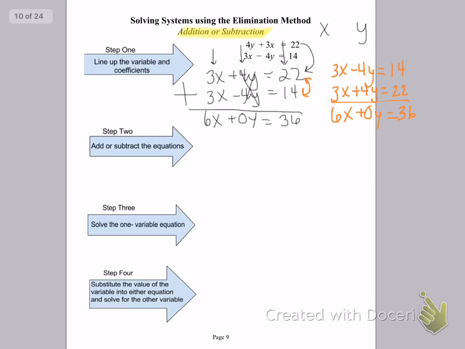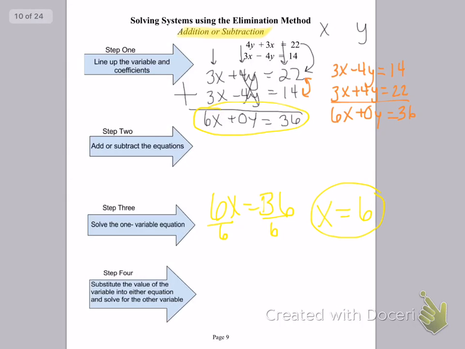All right, so we did the first 2 steps. We added it down, and we're at this step. We have our 6x plus 0y equals 36. Let's go ahead and solve for that one variable. So we have 6x equals 36. Well, how do I solve for x? You have to isolate your variable. You have 6 times x. Do the opposite, which is divide. So divide both sides by 6. And x equals 6 in this problem.